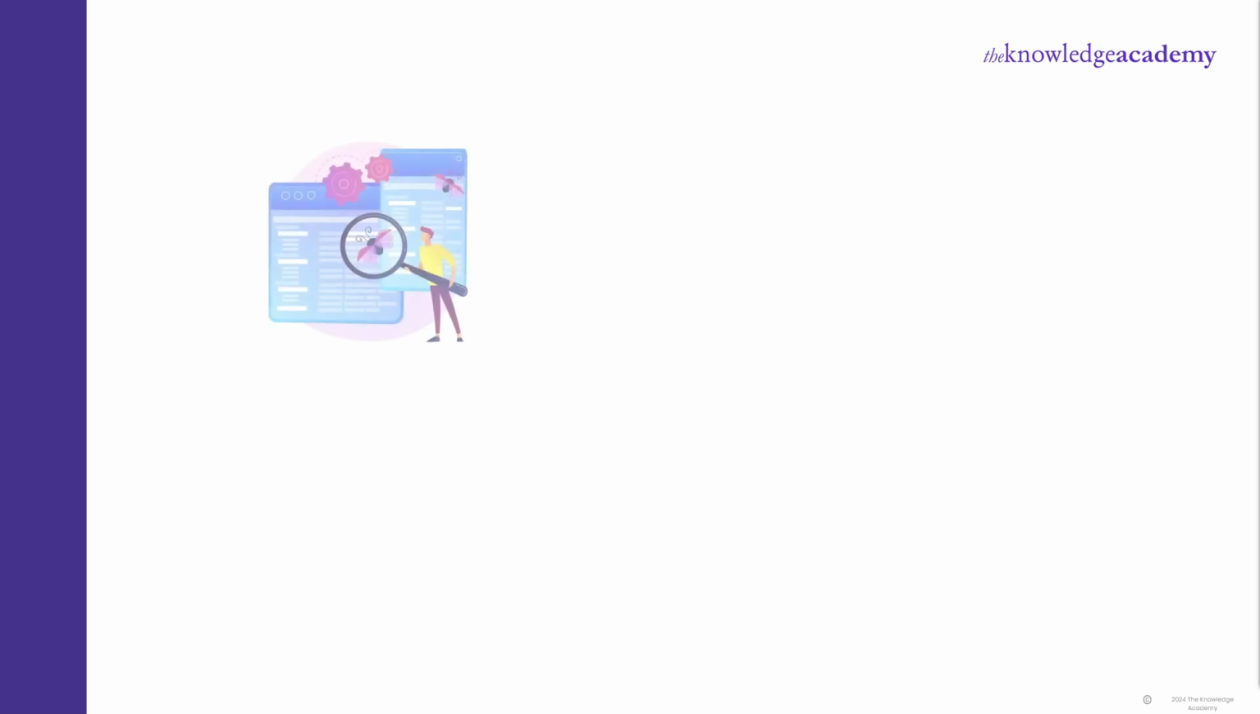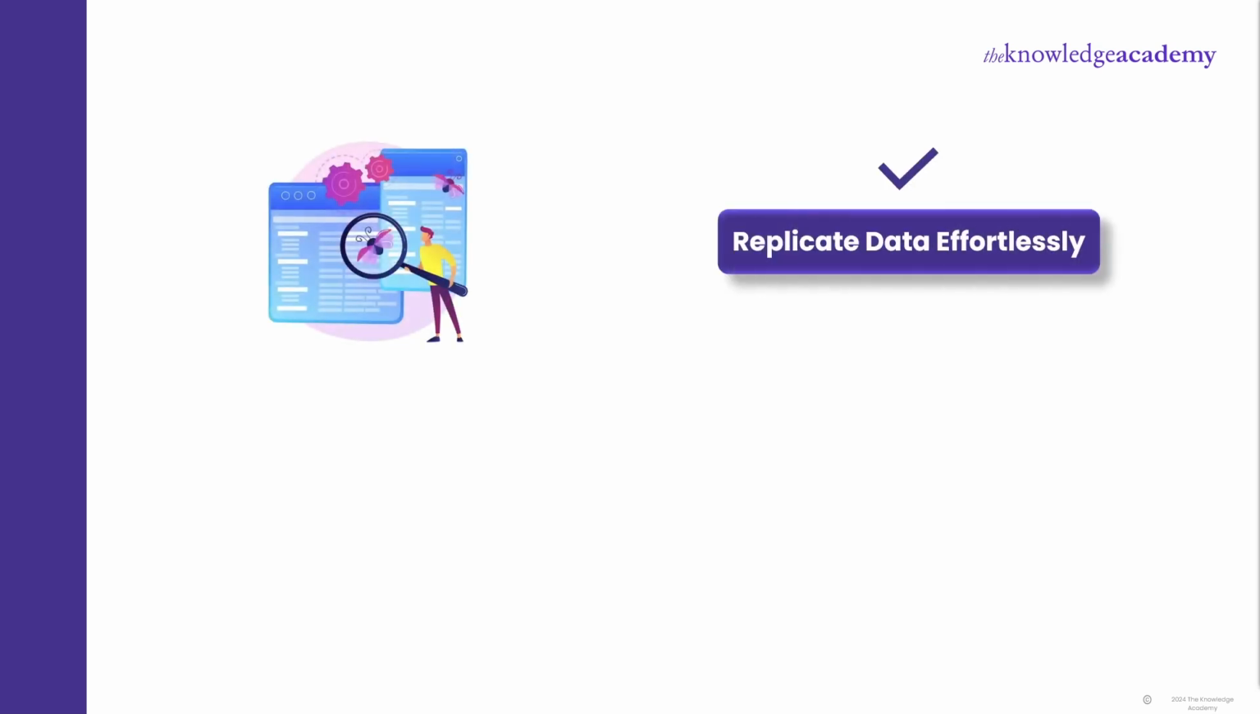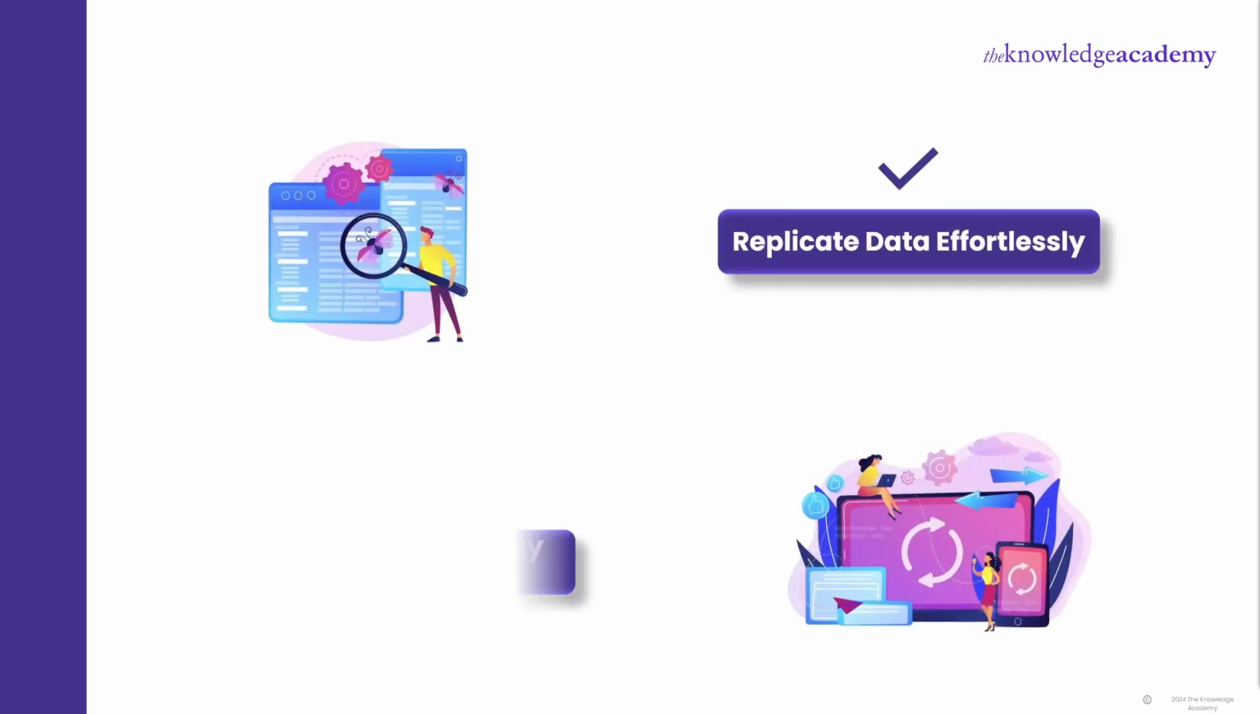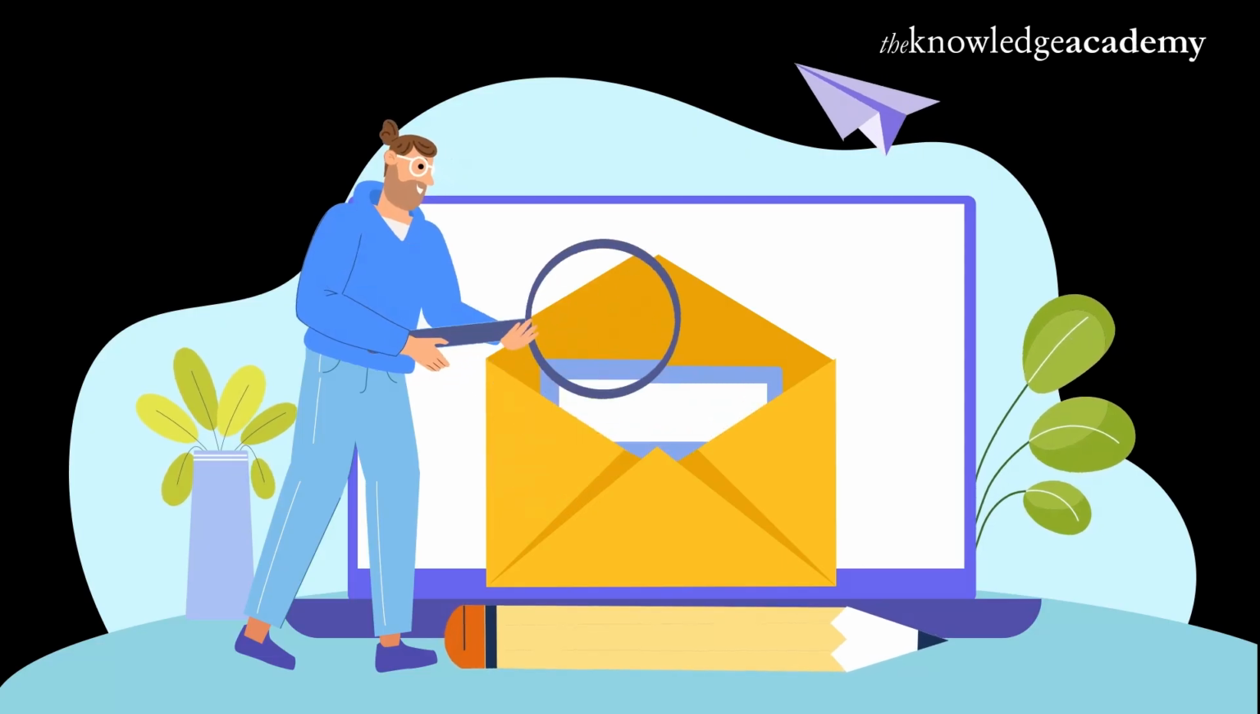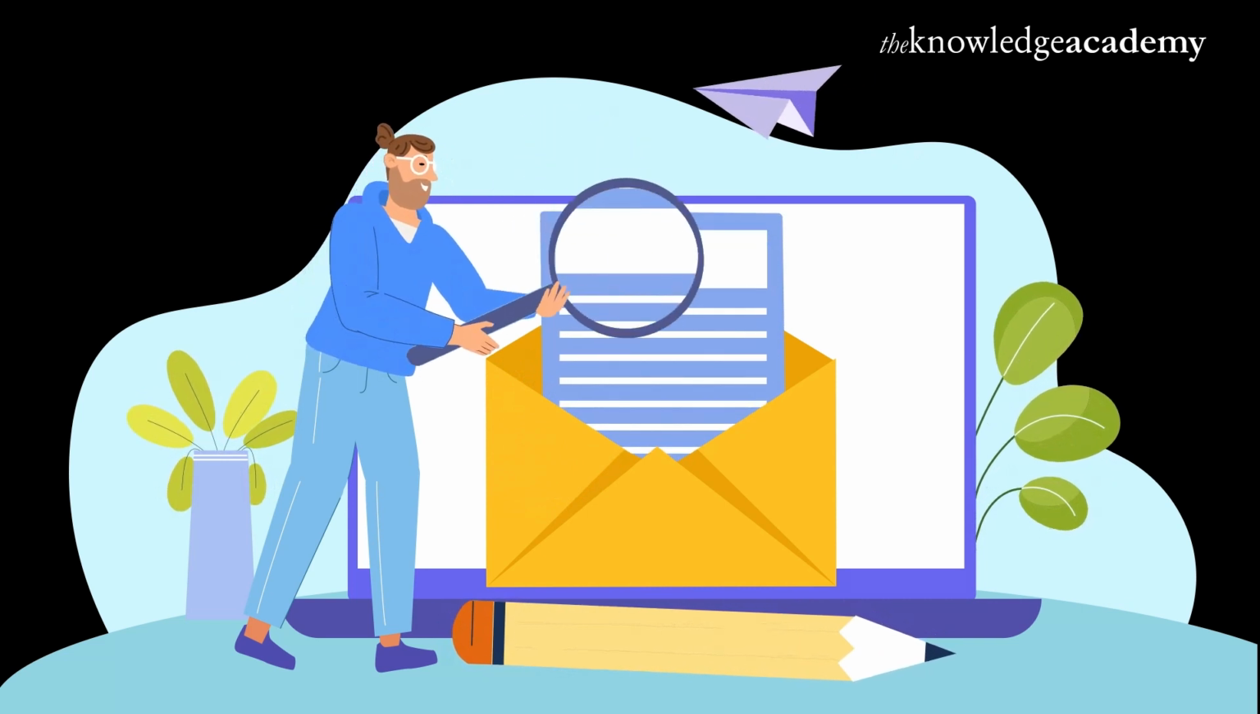To recap, cloning tables in SQL empower us to replicate data effortlessly. Precision update statements allow us to modify data with surgical precision, ensuring accuracy and efficiency in our database management. And that concludes our comprehensive guide to cloning tables and executing precision update statements in SQL.